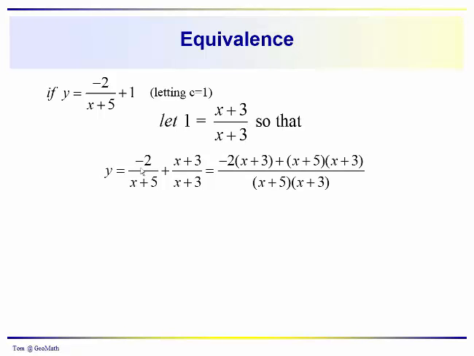And I'd ask you just to work through this process and go from this form, common denominator of x plus 5 times x plus 3, and distributing these terms in the numerator, and go through the algebra. And you'll find indeed that we can transform this result into this result.